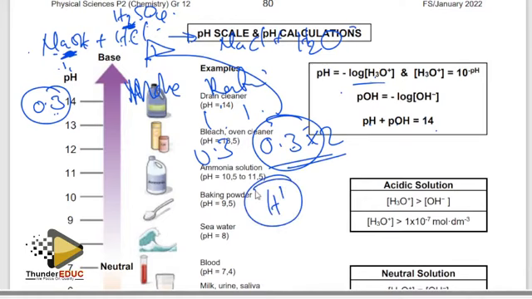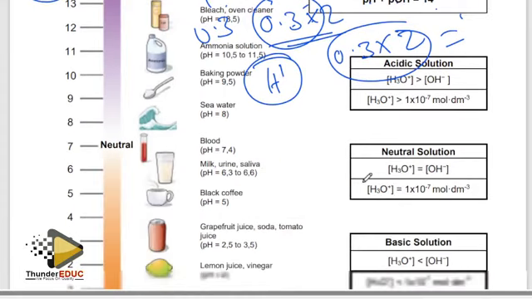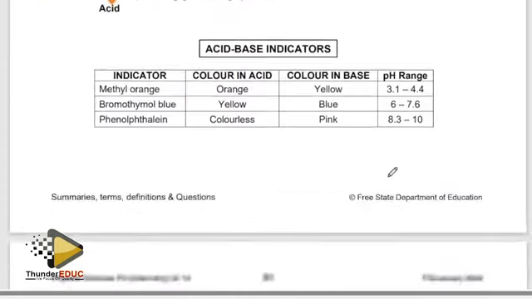So if the concentration of sulfuric acid is 0.3, then automatically I have to multiply it by 2, and then I can use it to find out the pH. If it is 3, then I have to multiply it by 3. If it's 1, then I just apply it the way it is.